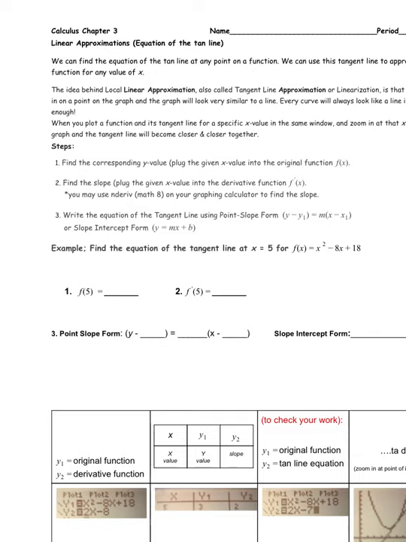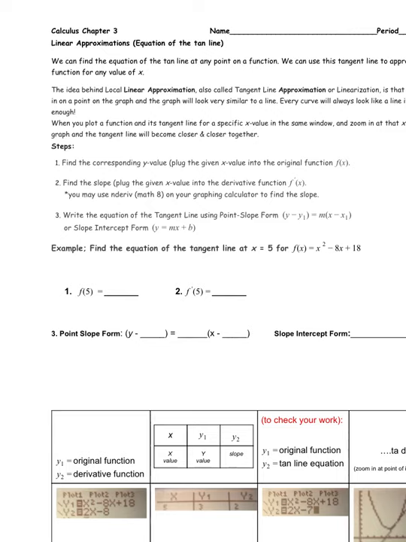But there are three things that you need to find the equation of a line. You need an x, you need a y, and you need an m, a slope. In all of our examples, you will be given an x value. So let's look at example number 1. We want to find the equation of the tangent line at x is equal to 5. Again, we will always be given the x value.